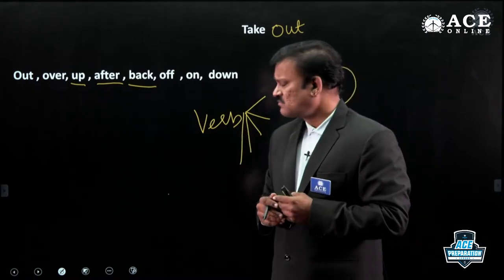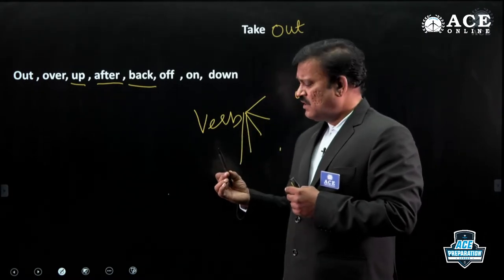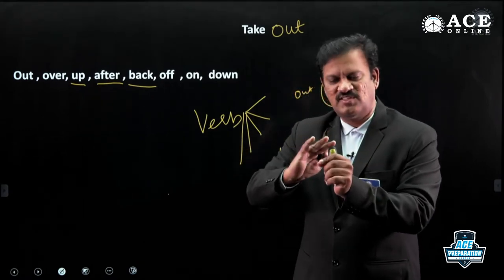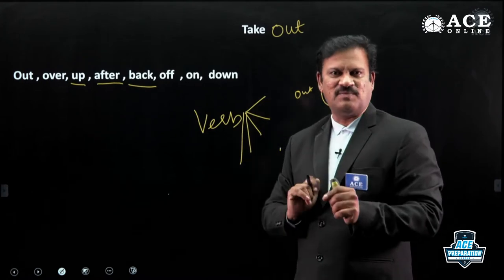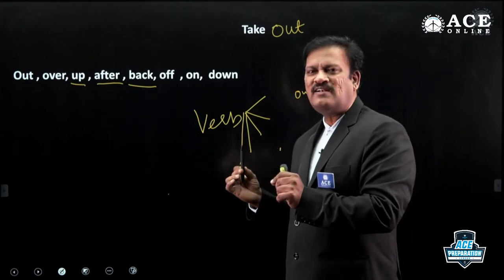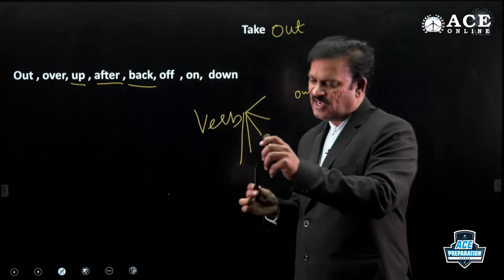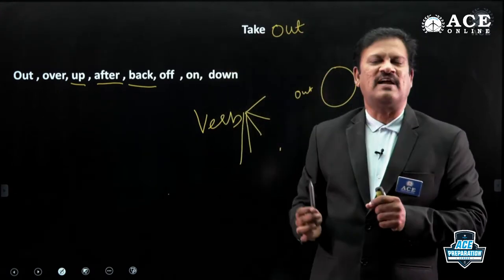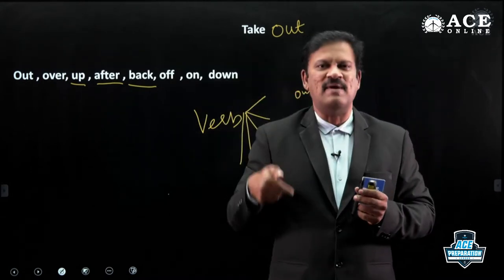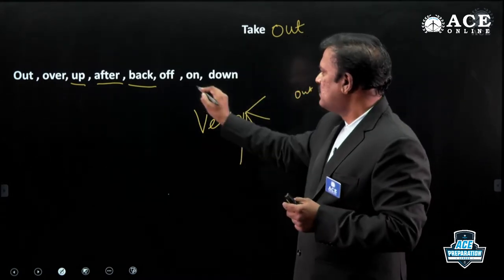Take off. Off, guys, is, I would say, the opposite of on, which is not in contact with something. For example, an aeroplane takes off. It means the aeroplane goes and comes back. Whenever I say, okay guys, let me take off, it means I'll go and come back. That's the meaning of that.